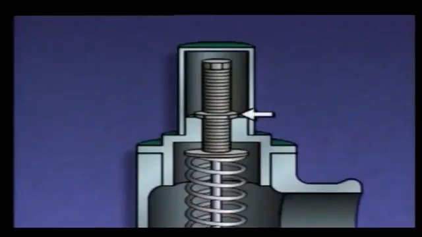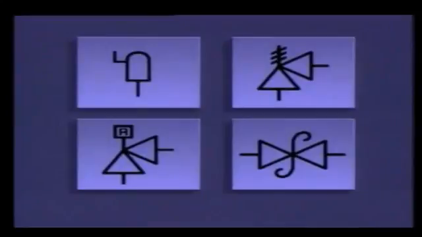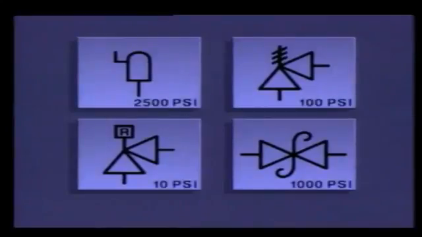The lock nut holds the adjusting screw in position after the force exerted by the spring has been set. The top of the assembly is usually covered by a cap that protects the adjusting screw. On a piping system diagram, a relief valve could be represented by any of these symbols. The relief valve setting is often included beside the symbol for the valve.